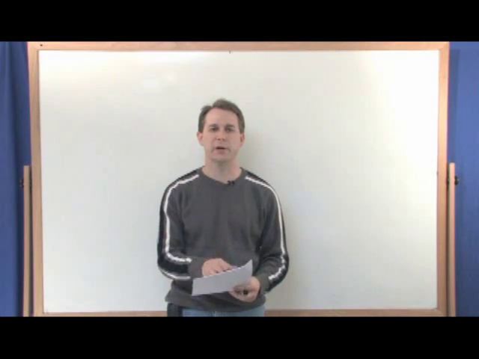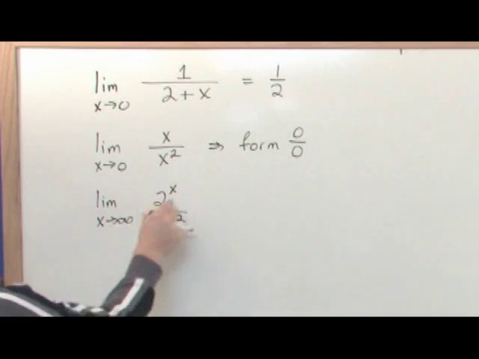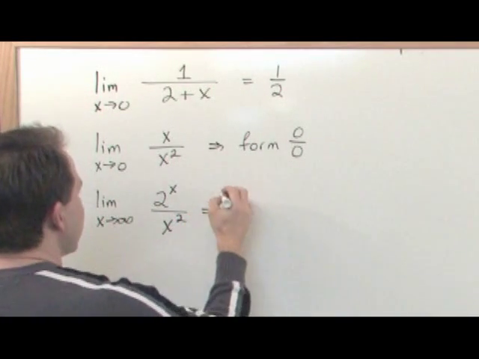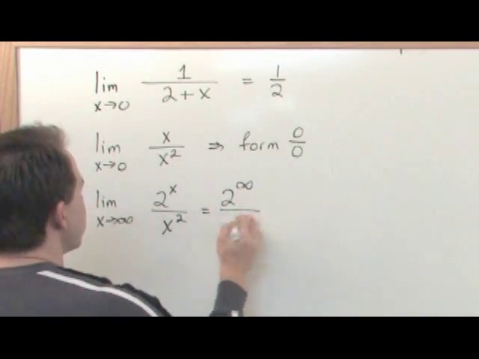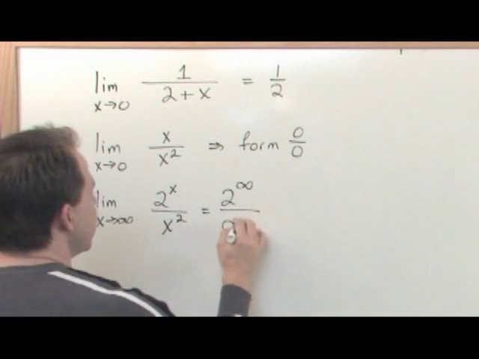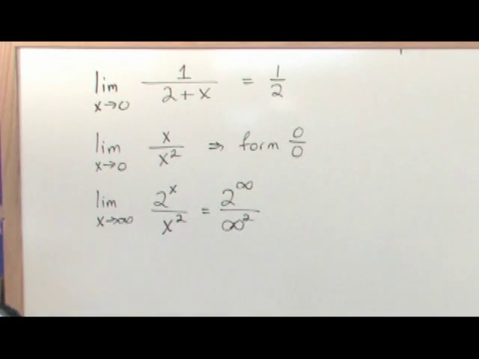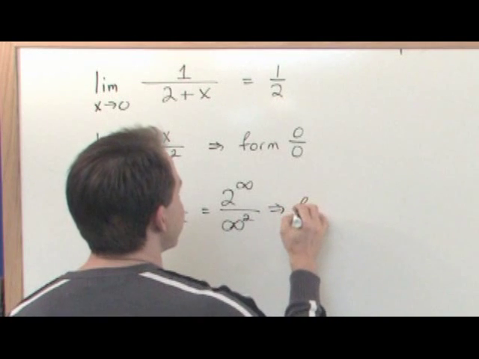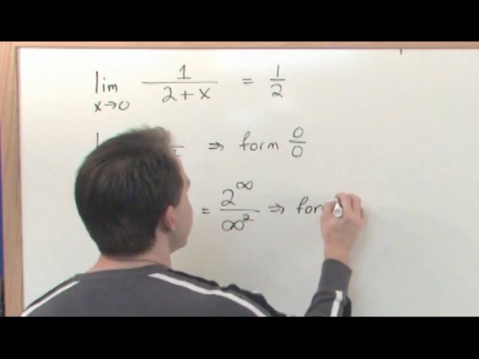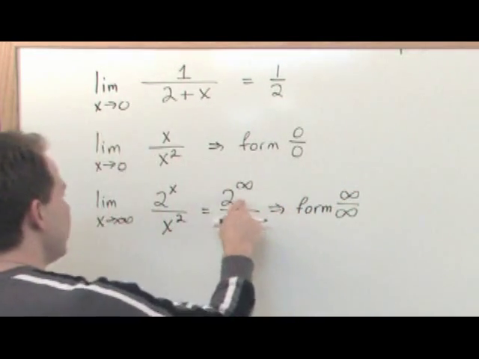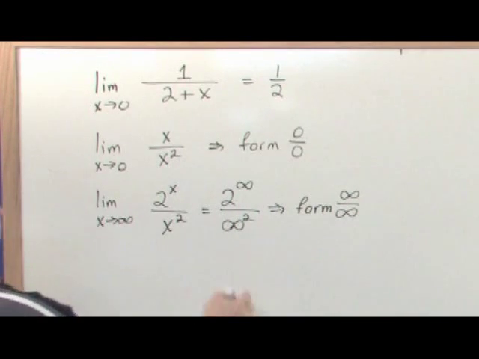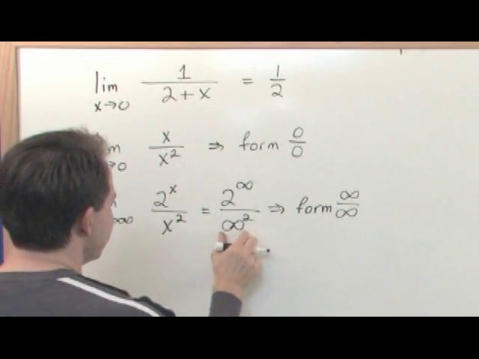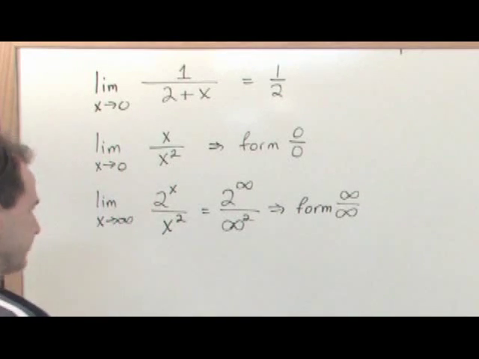So if you look in your book, at the top, because x is approaching infinity, plug it in here. What you're going to have is 2 to the infinity power, and on the bottom, you're going to have infinity squared. Those are both big numbers, so it's still the same form: infinity over infinity, because 2 to the infinite power is infinity, and certainly if you take infinity and square it, you're still going to get infinity.